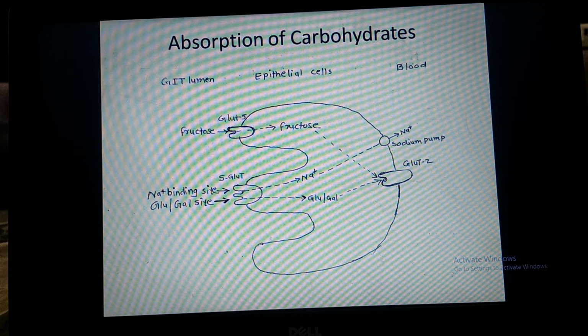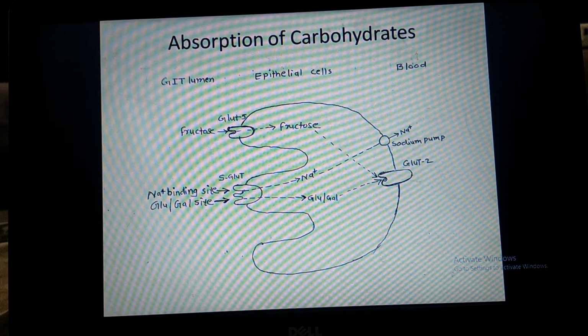Sodium, all of you know, is an extracellular ion. It is not an intracellular ion. So the concentration of sodium inside the cell is less. So S-GLUT is transporting glucose and sodium ion at a time. So it is also called co-transport. The important thing you have to note is it is transporting glucose against the concentration gradient and sodium along the concentration gradient. But here it does not require energy for this transport.